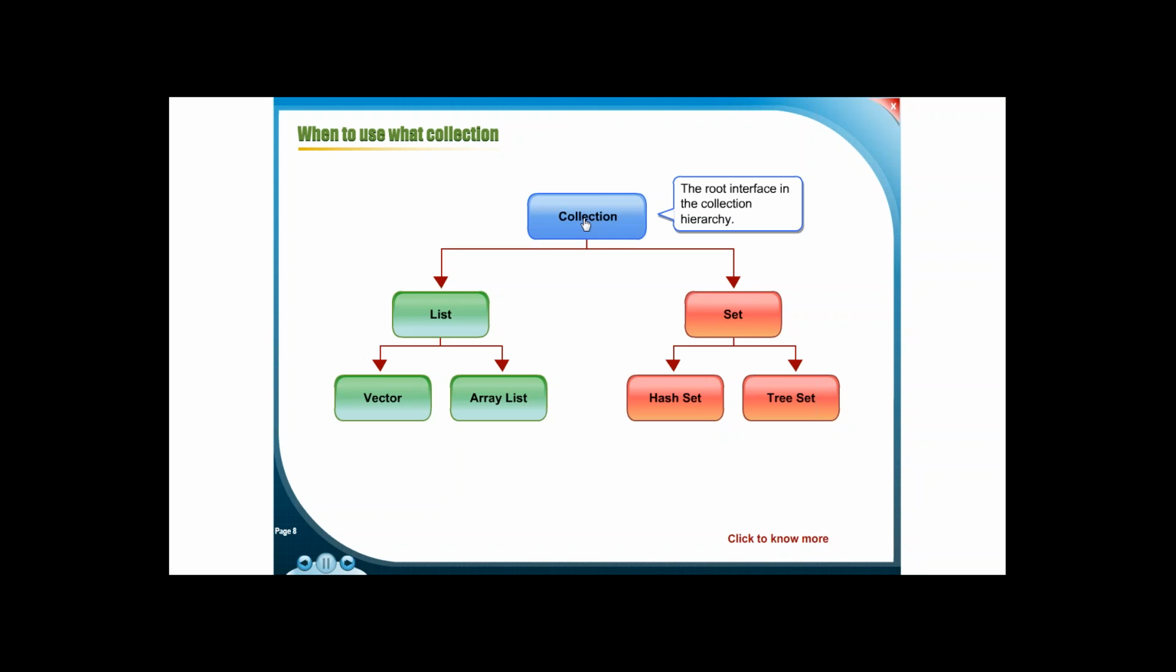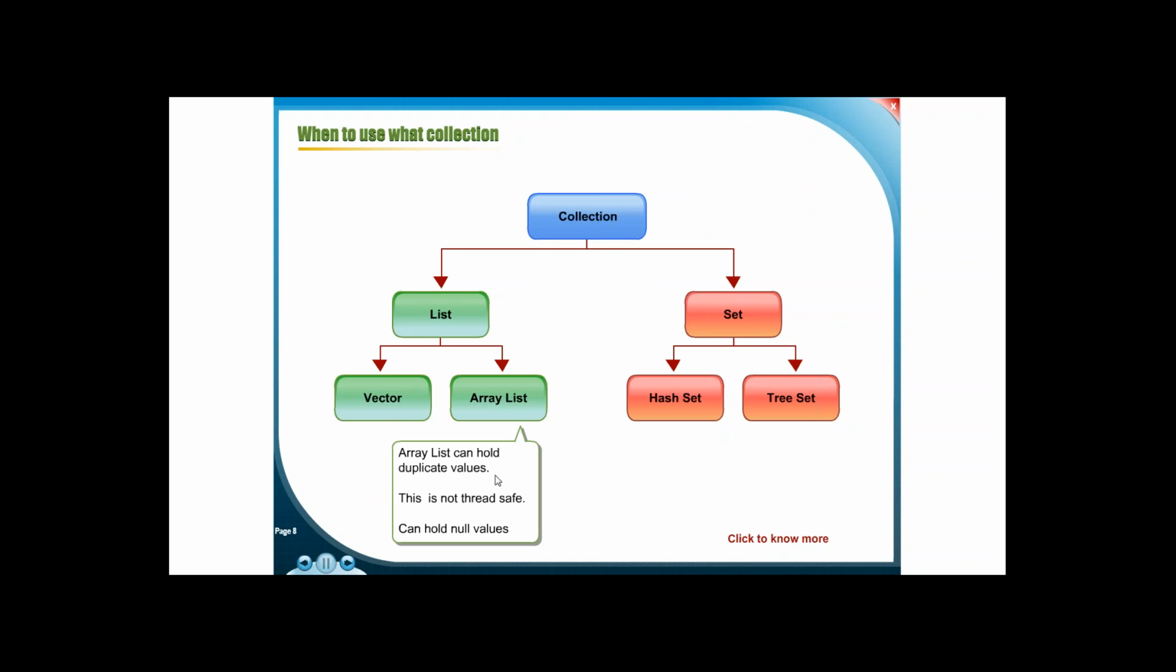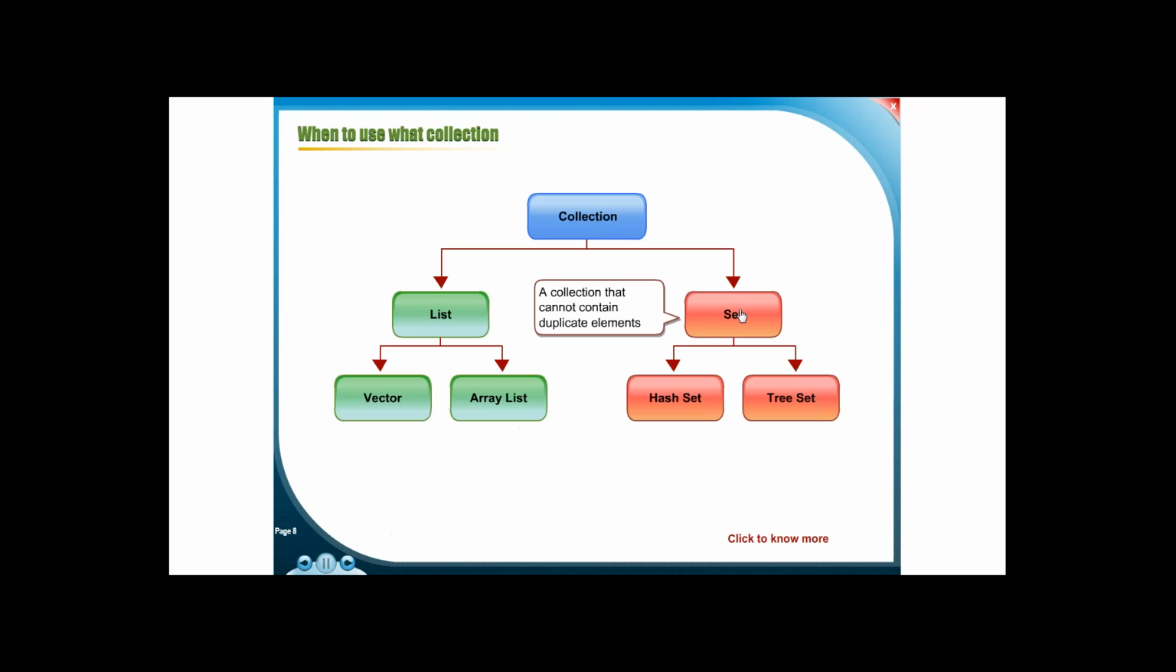Collection is the root interface. List is an ordered collection which contains duplicates. Vector can hold duplicate values and is thread safe. ArrayList can hold duplicates, is not thread safe, and can hold null values. Set contains only unique elements. It does not entertain duplicates, and it is an unordered collection. HashSet allows nulls and does not allow duplicate values. TreeSet keeps the entire entries sorted in a specific order, ascending order.